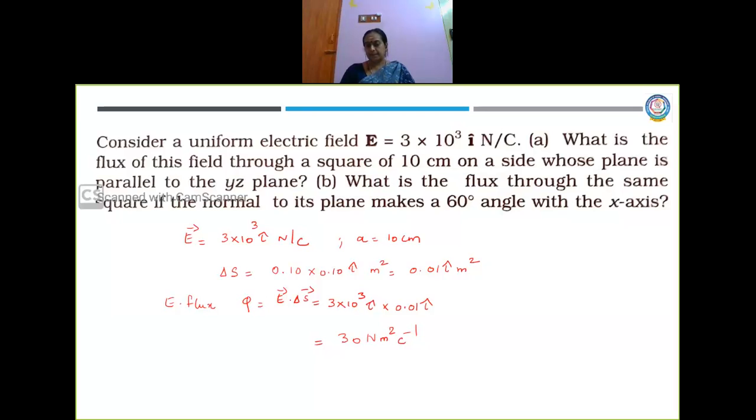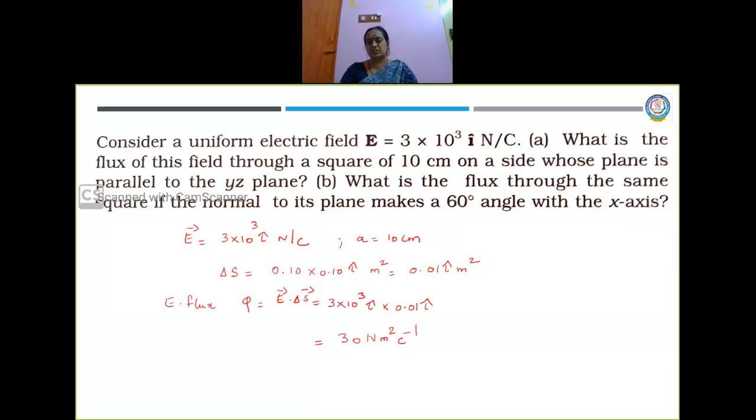Now here I have taken the angle into account. Actually the formula is phi equals ES cos theta, right? Now theta is 0 here because the plane is parallel to the YZ plane and perpendicular to the x-axis, so the area vector will be parallel to the electric field. In that case theta will be 0. So we got the electric flux as 30 Newton meter square per coulomb.